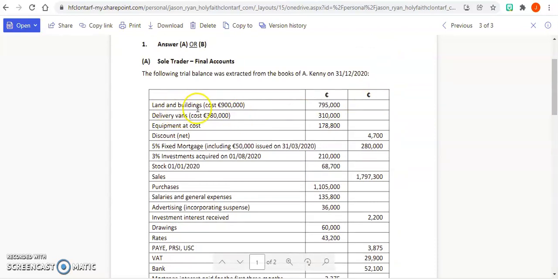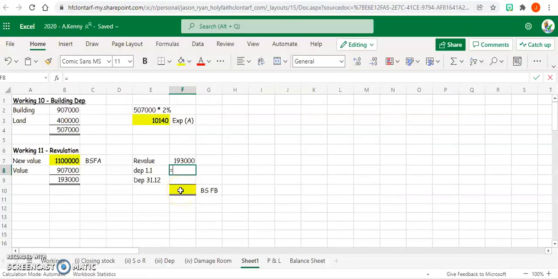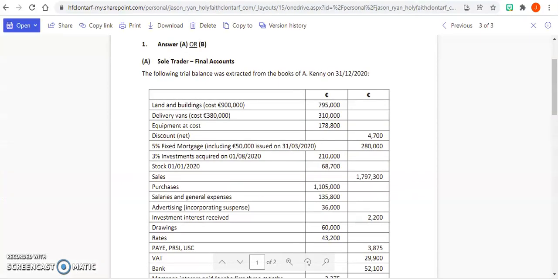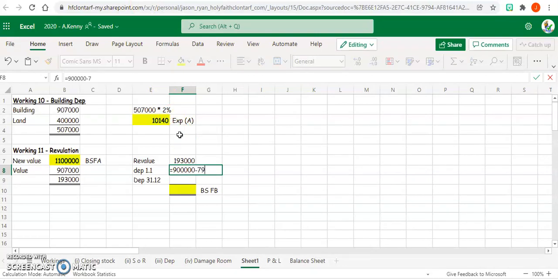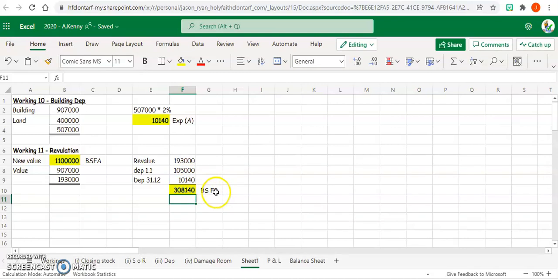Then we need to find out how much depreciation we have to date at the start of the year. Our land and buildings cost is 900,000. The value of it is 795,000, so the difference between the two is our depreciation. 900,000 take away 795,000, so our depreciation to date is 105,000. And then we need to include this year's depreciation as well. I'm going to add these three up. That'll give us the figure for the revaluation reserve that goes into the financed-by section of your balance sheet.